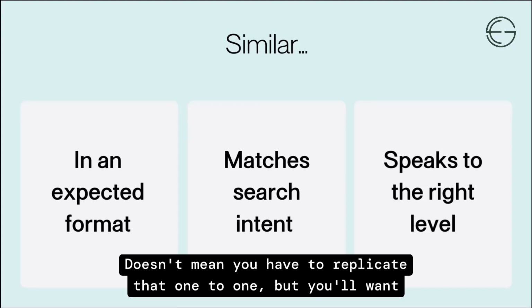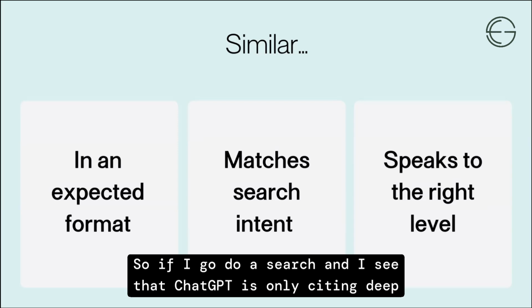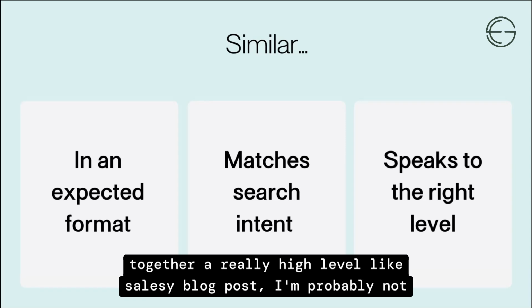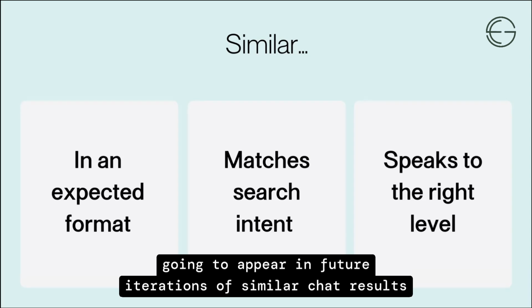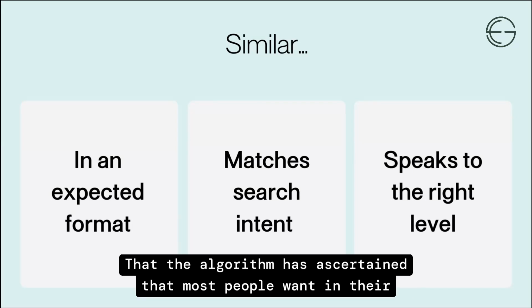Doesn't mean you have to replicate that one-to-one, but you'll want to make sure that what you're creating is in a related format. So if I go do a search and I see that ChatGPT is only citing deep informational how-to guides, like tons of information, and I put together a really high-level, salesy blog post, I'm probably not going to appear in future iterations of similar chat results because I'm not meeting the need that the algorithm has ascertained that most people want in their results.